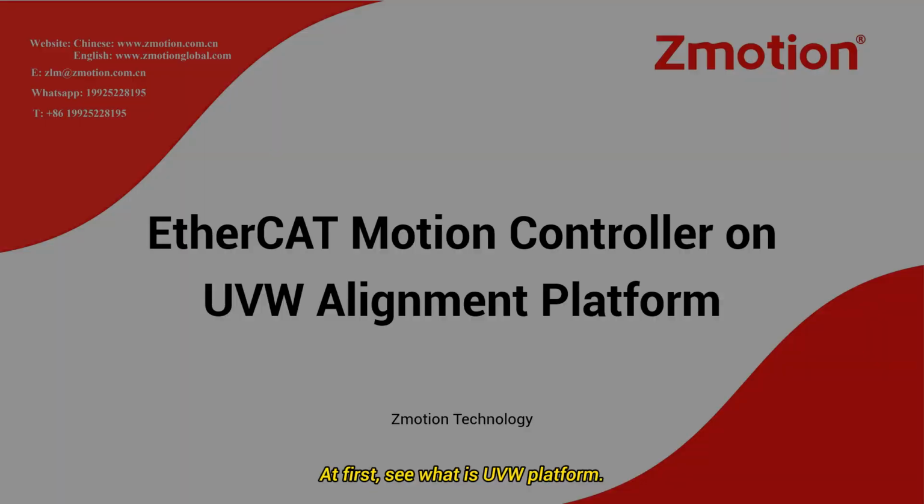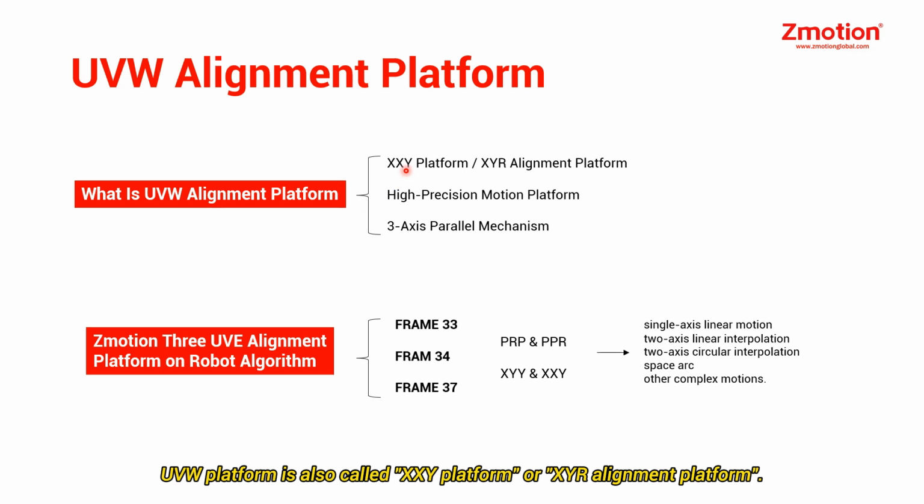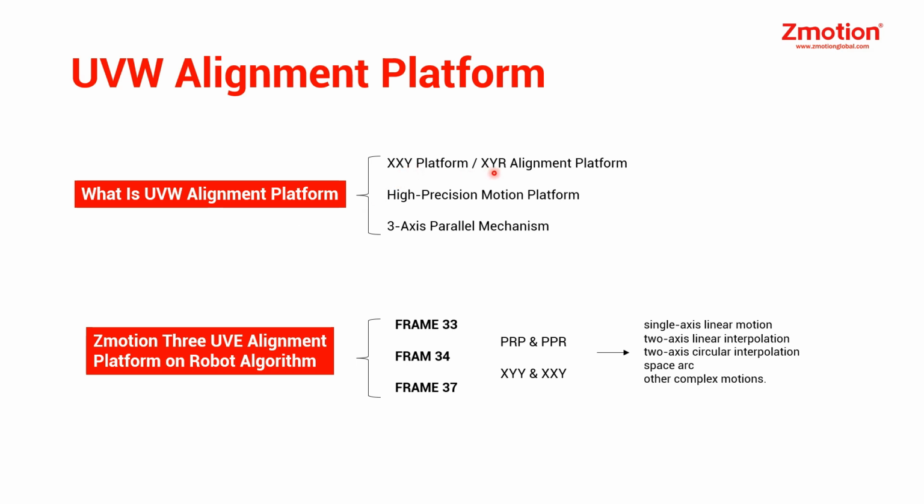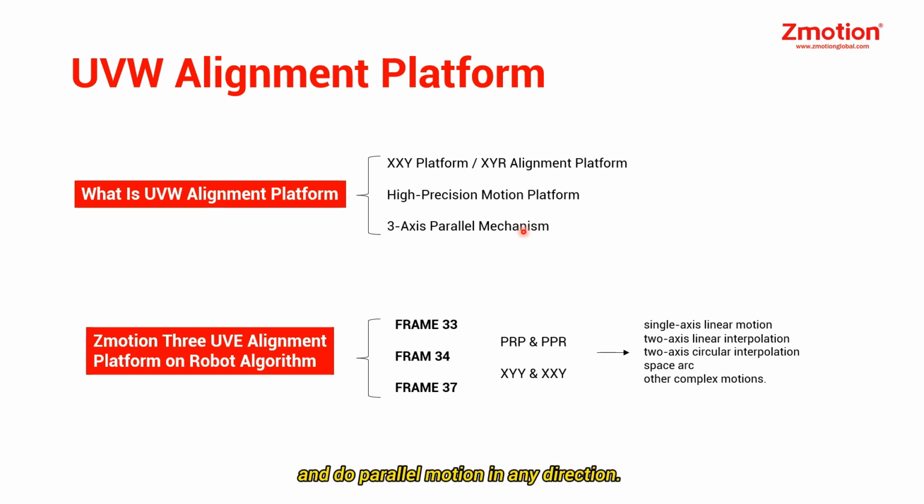At first, let's see what a UVW platform is. The UVW platform is also called an XXY platform or XYR alignment platform. It is a high-precision motion platform, mainly used for high-precision alignment. This platform belongs to the three-axis parallel mechanism. It controls three linear axes in parallel motion to do rotation around any point in a plane as the center, and to do parallel motion in any direction.